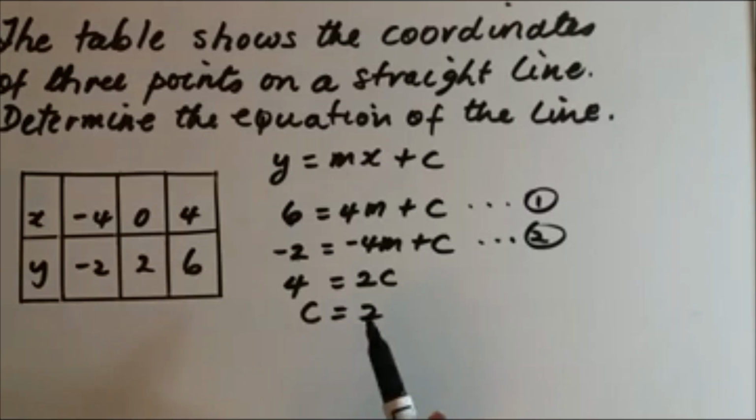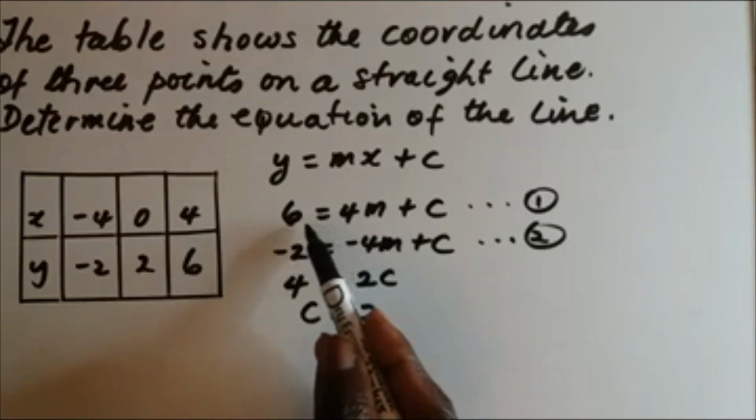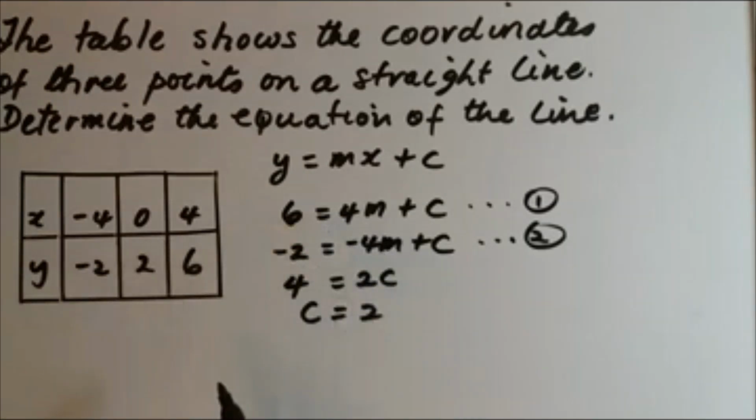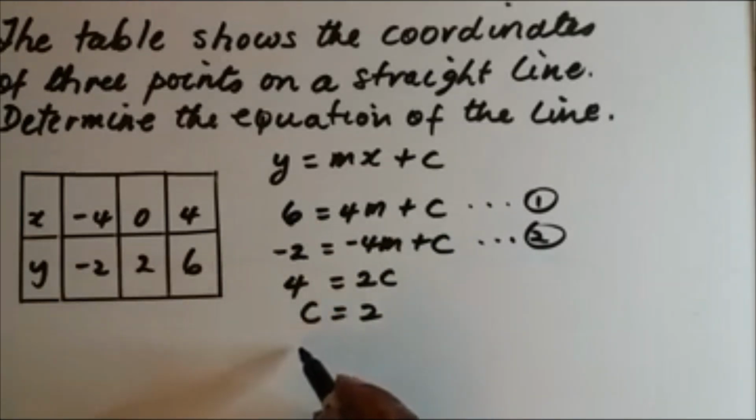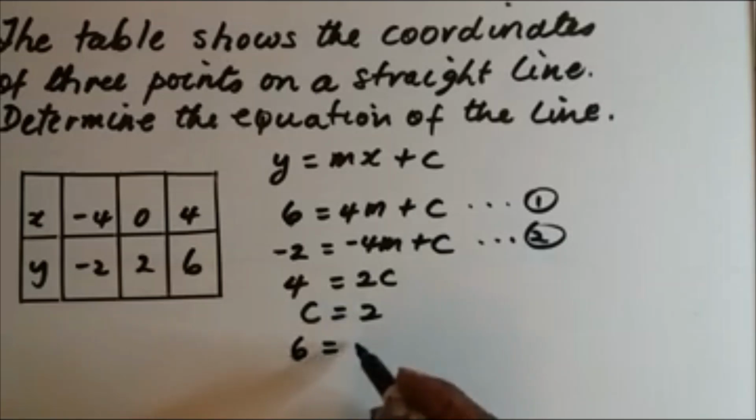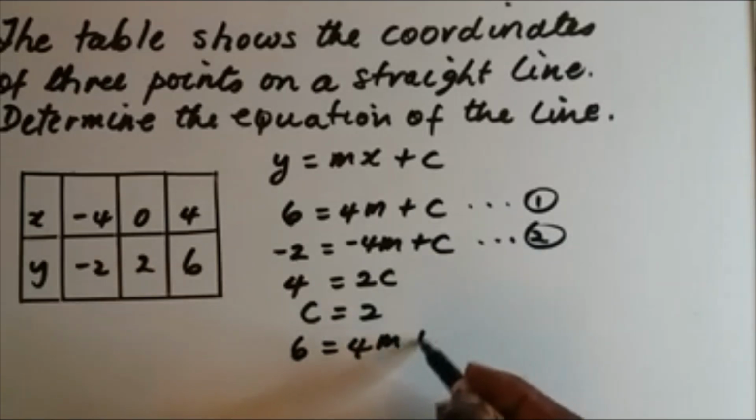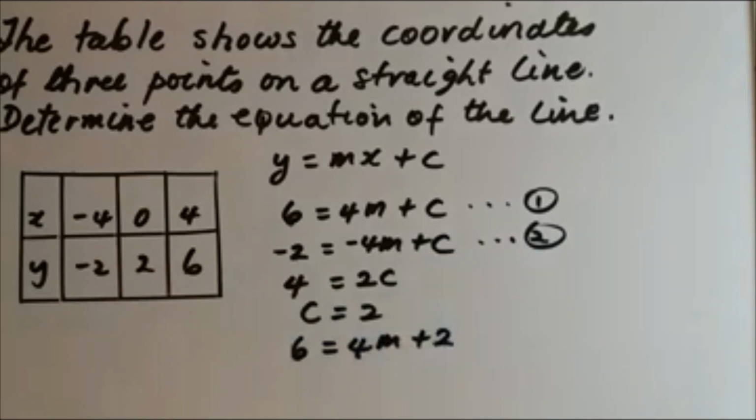So now we have our equation where we know what the y-intercept is. So we can substitute. Let's substitute in equation 1 the value c, and that will be written now as 6 is equal to 4m plus 2, and that gives us that 4m is equal to 4, so m is equal to 1. And hence, finally, we can write down our equation.